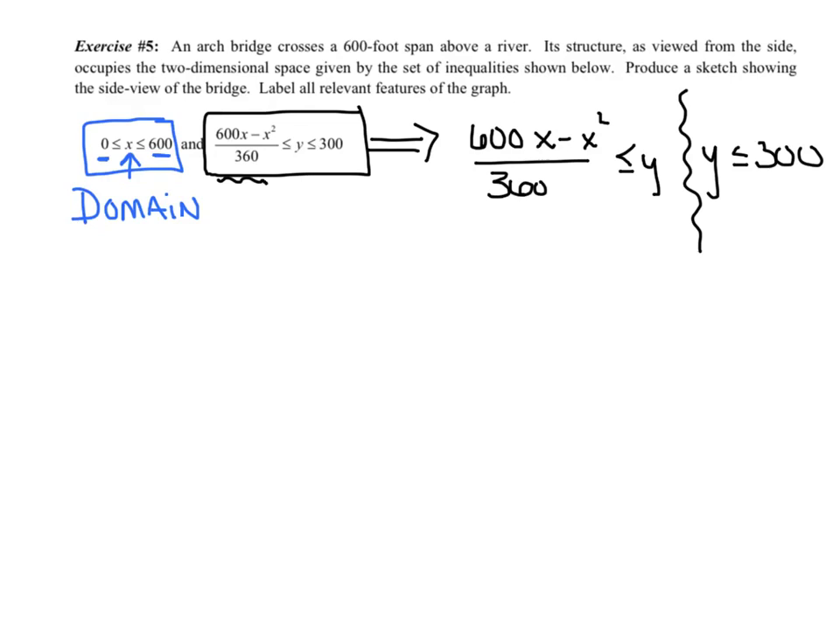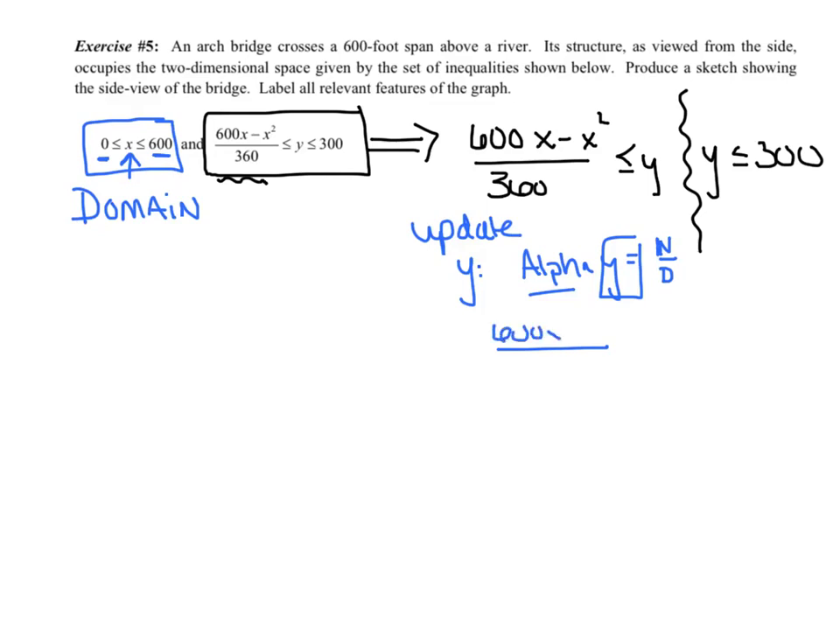Now, let's talk some calculator tips. If you have that updated calculator that we talked about, here's how you're typing this in your y equals. If you hit alpha, y equals, you will see that n over d for numerator denominator. If you have that ability on your TI-84 Plus, you are hitting alpha and the y equals button, and you'll see that. And then a fraction will appear, and you can type in the 600x minus x squared over 360.